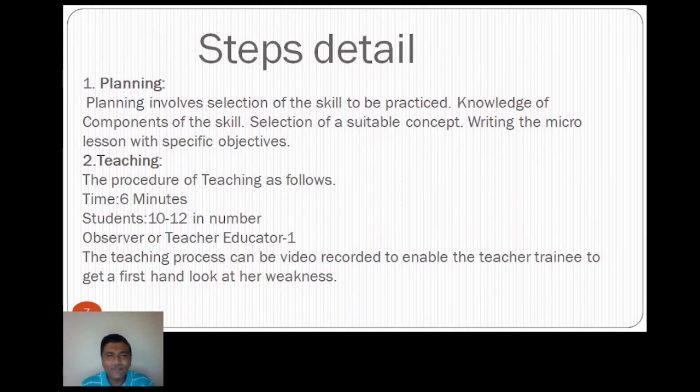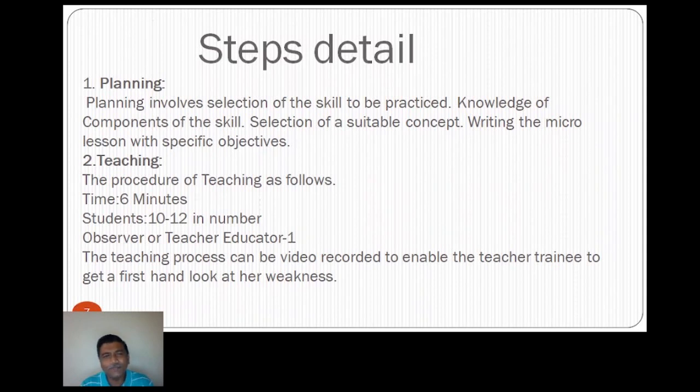Next comes steps in detail. How this planning and other things, whatever I discussed a couple of seconds ago, the cycle that will go on in detail. The first one, planning. Planning involves selection of the skill to be practiced, knowledge of components of the skill, selection of a suitable concept, writing the micro lesson with specific objectives.